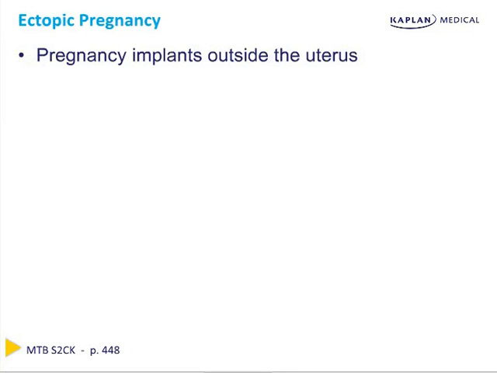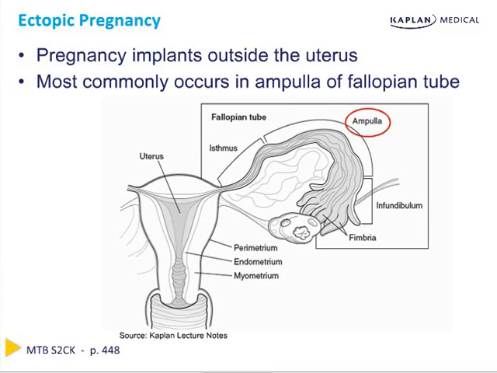The definition of ectopic pregnancy, also called an extrauterine pregnancy, is one in which the blastocyst implants anywhere other than the endometrial lining of the uterine cavity. 98% of ectopic pregnancies are going to occur in the fallopian tube, with 80% of those occurring in the ampullary segment of the fallopian tube. Ectopic pregnancies are not that uncommon, accounting for 1 to 2% of pregnancies in the United States.